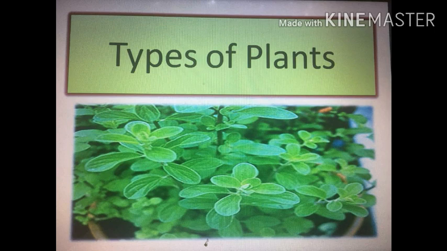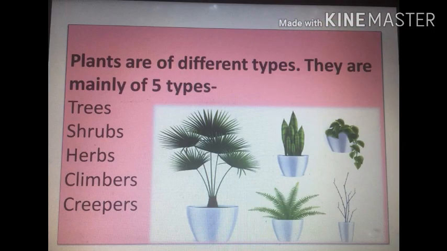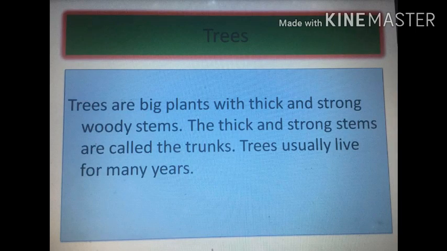Now let's move to our next topic, types of plants. Plants are of different shapes, sizes and have different kinds of leaves. First, we will learn about trees. Big, tall and strong plants are called trees. They have a thick, strong and woody stem called the trunk. Most trees have many branches. The trunk of a tree is covered by a protective layer called the bark. Trees live for many years.